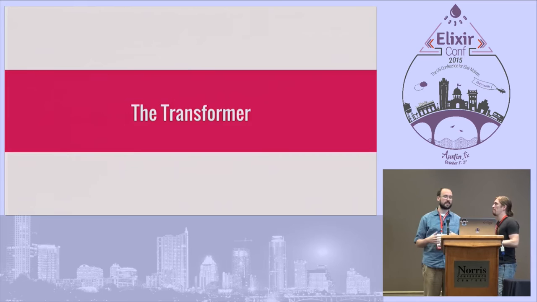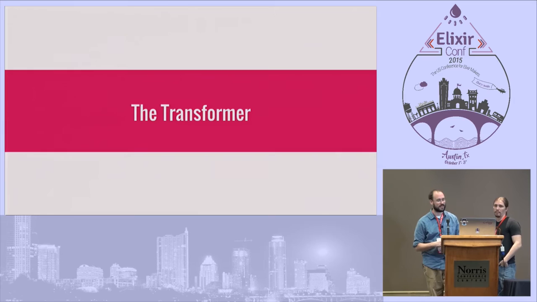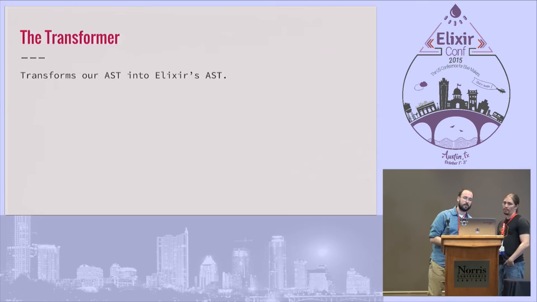Ultimately, you might consider compiling this into modules if you actually have a system that needs to go fast. It's a lot faster than interpreting quoted forms, as you might expect. But for our use cases in this demo, this is plenty fast, so we're not doing that. The transform is a module that takes in our ideal AST and outputs an Elixir AST.